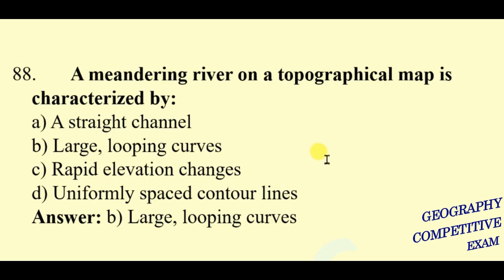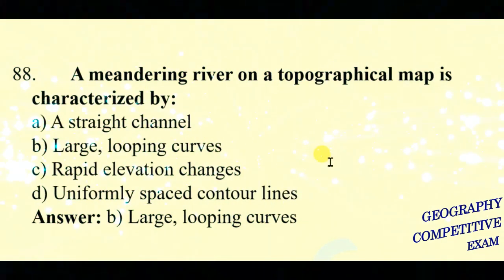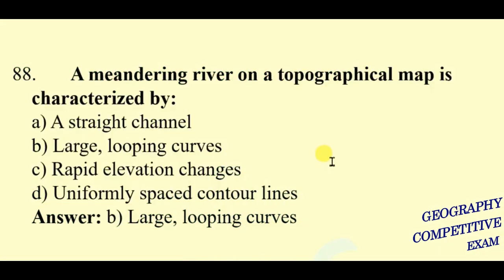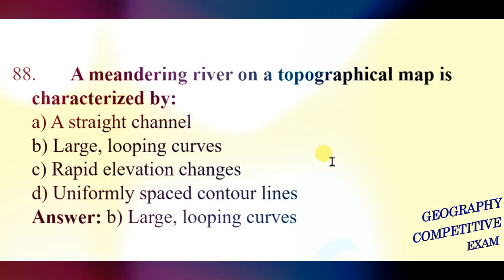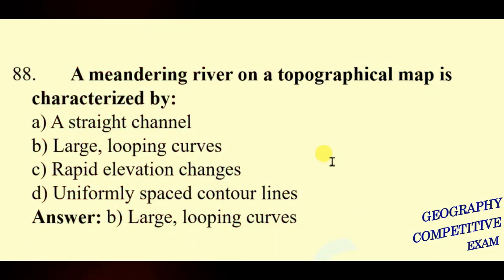If you want to quantify which river is meandering, which is braided, or which is a straight river, you have to calculate the sinuosity index, means the curved distance divided by the aerial distance. If it is 1, it will be a straight channel. If it is more than 1.5, then it will be a meandering channel, right?